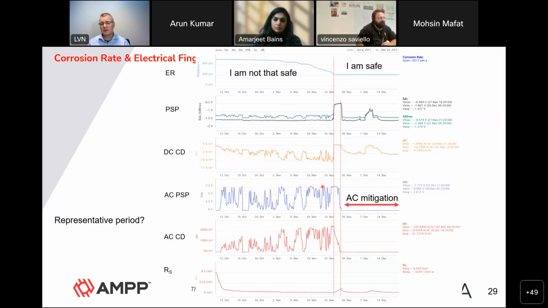Okay, thank you very much. And I'm just saying, please, before you start doing some costly AC mitigation here, try to make use of the polarization, the cathodic protection concept as a first measure, and then consider AC mitigation afterwards. That would give you the most cost-effective solution.